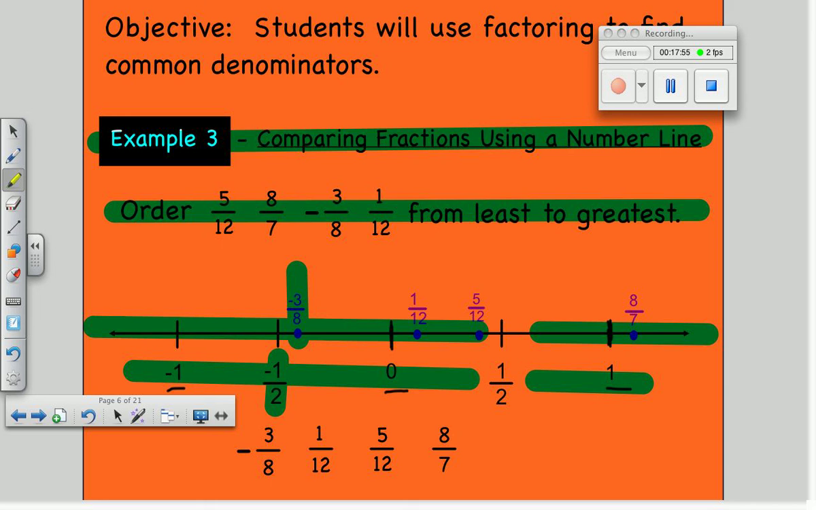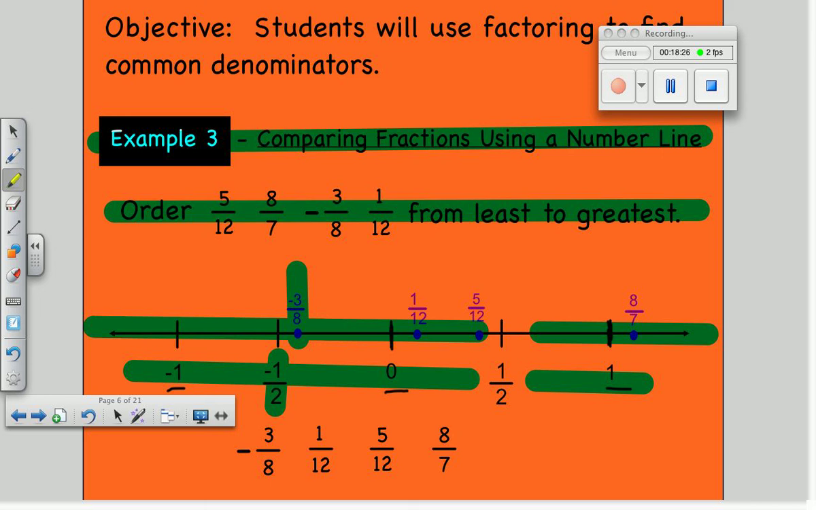1/12. What's half of 12? 6. 6/12 is half. So 1/12. Now that's way over by the 0. That's not going to be close to a half. 5/12, however, is close to a half because 5/12 is closer to 6/12. And 6/12 is close to half. So as you can see, 5/12 is closer to the right, between 0 and a half, and 1/12 is closer to the left, between 0 and a half.